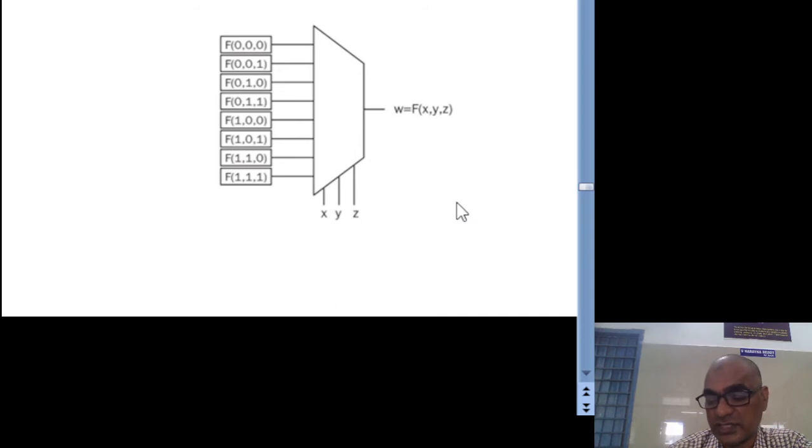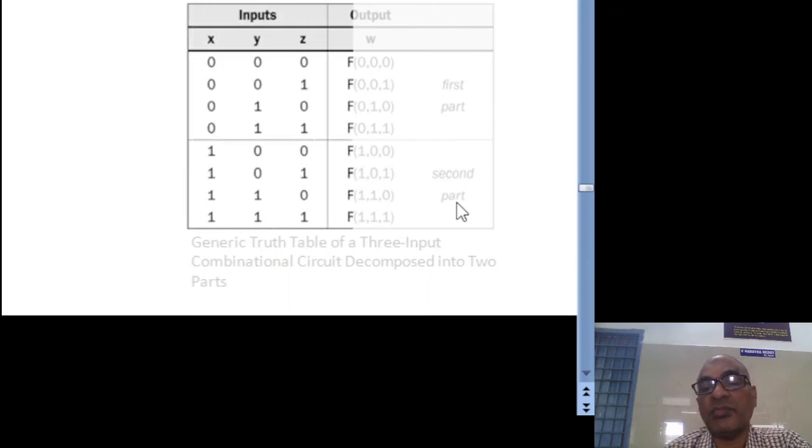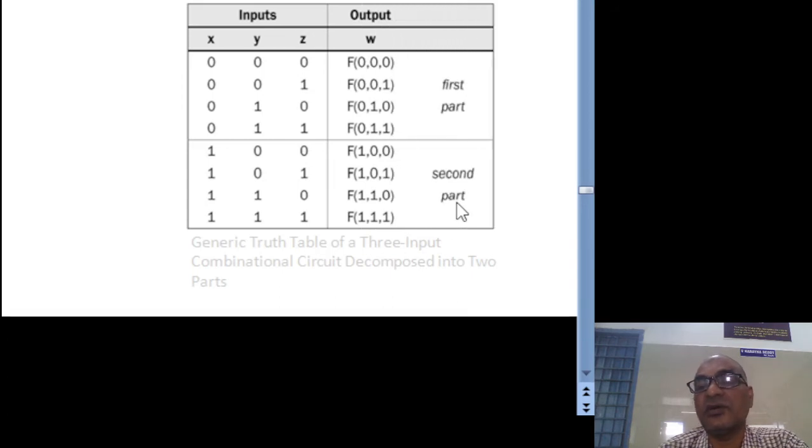Now how can you implement the same using 4 by 1 multiplexers, that is, lower sized multiplexers? For that we need to divide the truth table into parts like this. Since initially we have 8 possibilities, now we need to divide into 2, each one having 4 combinations. That is, x is 0 is one combination, and x is 1 is the other combination. This is the first part, and this is the second part.